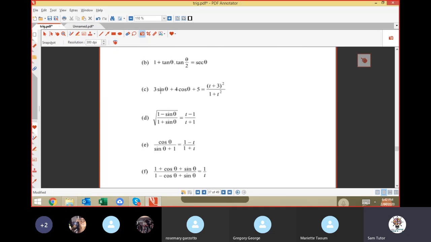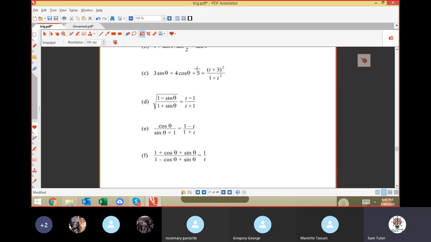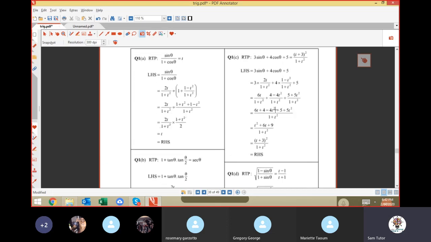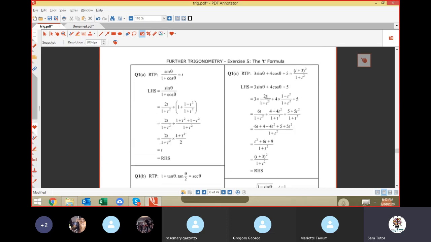So 3 sine theta, I'll just show you the answer. 3 sine theta plus 4 cos theta plus 5. Just make it, where is it? There it is. 3 sine theta, 3 times 2t on 1 plus t squared, plus 4 times 1 minus t squared, on a common denominator. There it is. The top, simplify it. There it is.